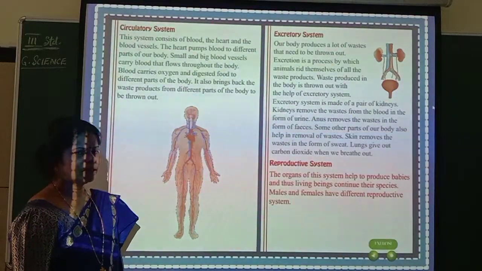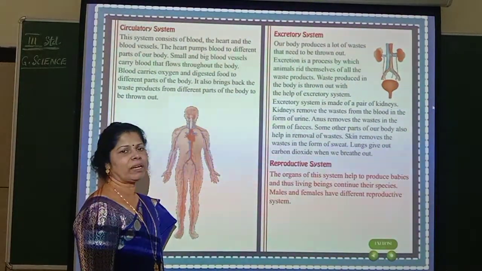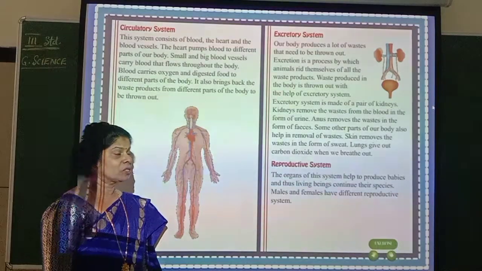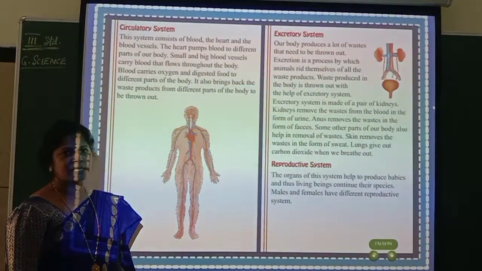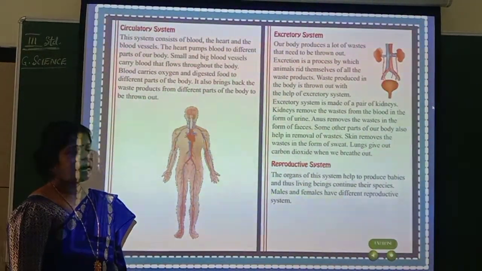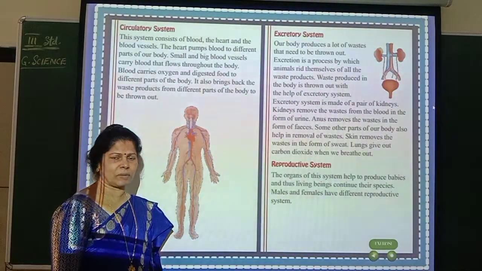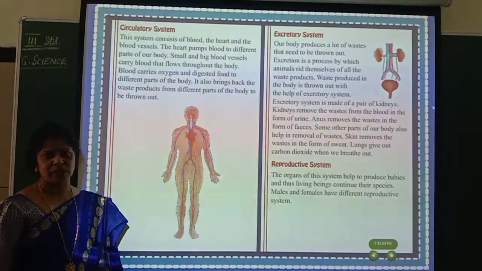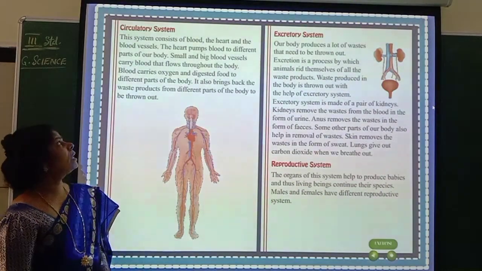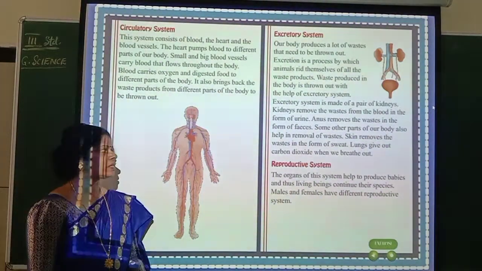Good morning, children. Let us continue with our human body. So already you have learnt about cells, tissues, organs, organ systems, and there are 8 organ systems. Out of that you already learnt the respiratory system, digestive system, nervous system, all those things, isn't it? Skeletal system. Now let us go with the circulatory system.